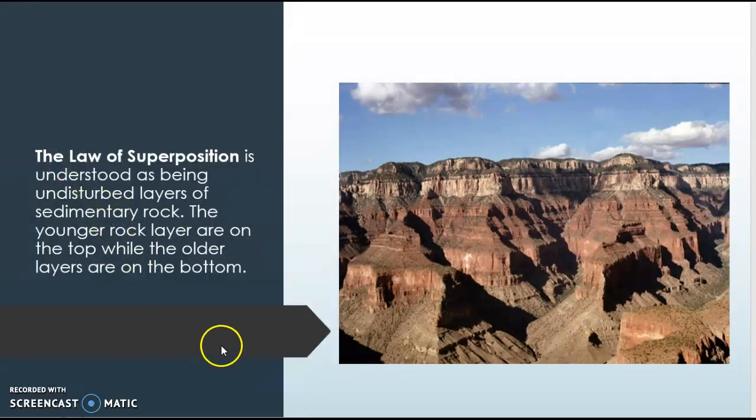The law of superposition is understood as being undisturbed layers of sedimentary rock, the younger layers on top, while the older layers are on the bottom.